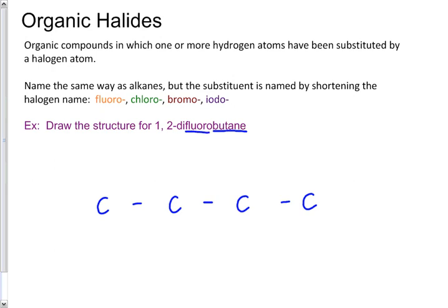Now there's only 2 fluoro groups total. One of them lives on 1, the other one lives on 2. It does not matter where you put them, top, bottom, wherever. I just am drawing them on the bottom because I have room here.